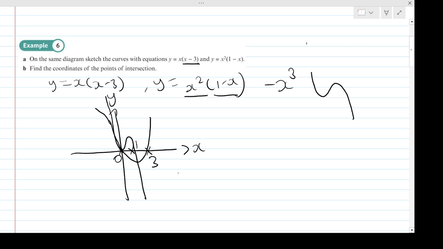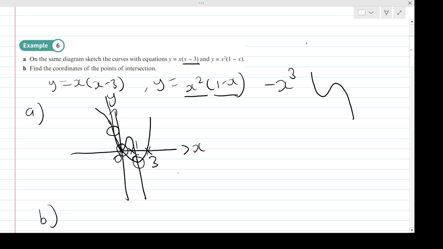So again, as I just discussed, there's going to be a point of intersection there when they cross over initially. Then they cross again at the origin, where we know one solution is going to be, and then they meet again down here. So we're expecting three intersection points. Anyway, so that's part A.